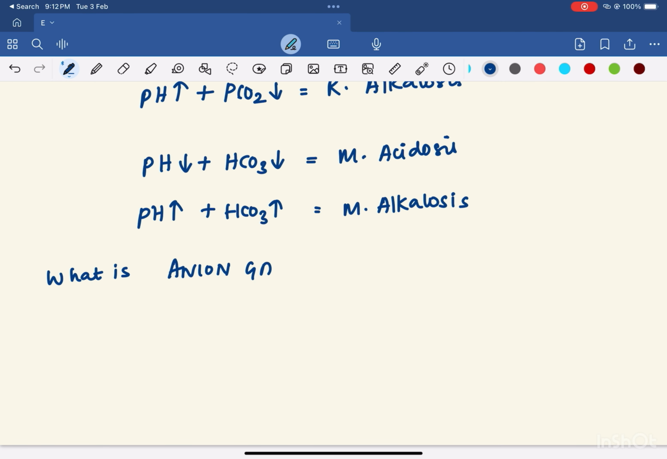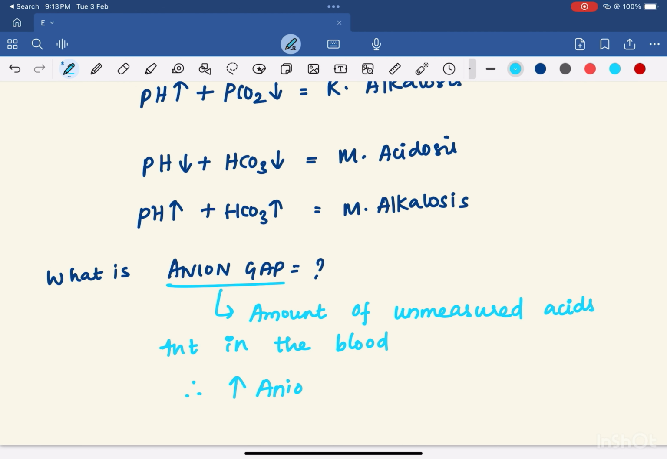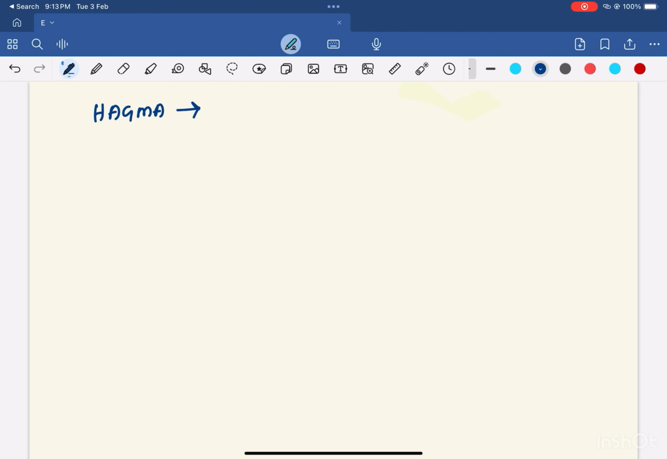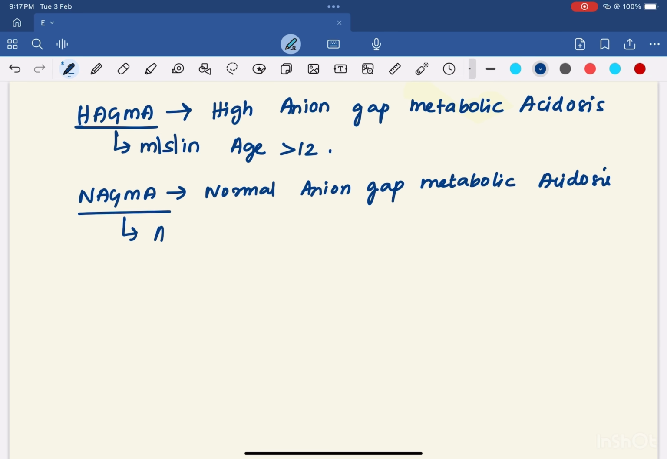Anion gap is the amount of unmeasured anions present in our body. We need to know how much unmeasured anion is present in our body. If the anion gap is more, there are more unmeasured acids. So there are two types based on anion gap. HAGMA. What is HAGMA? High anion gap metabolic acidosis. Mostly seen in an anion gap of more than 12. NAGMA is normal anion gap metabolic acidosis. This is mostly seen in an anion gap around 8 to 12. In HAGMA, high anion gap is equal to more acid.